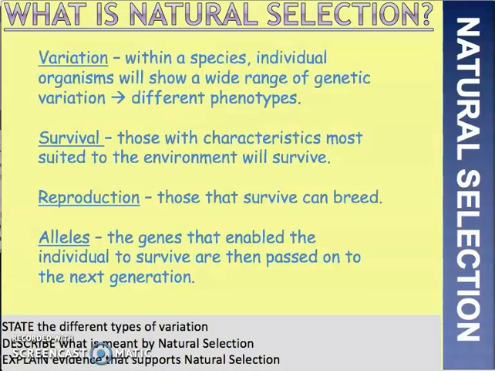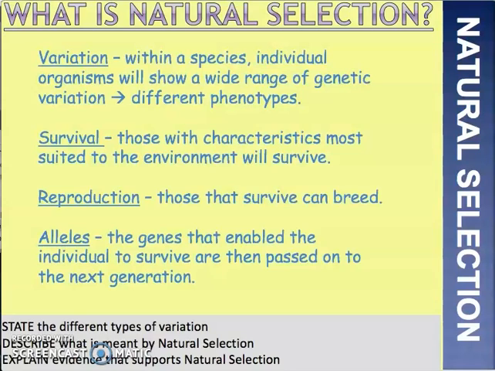Okay, now we hopefully are clear of what variation is, because that's really important in this process of natural selection, and it allows natural selection to occur. We are now going to talk about what is natural selection. So a definition which you might want to jot down is that natural selection is a process where organisms that are better adapted to an environment will survive and reproduce.